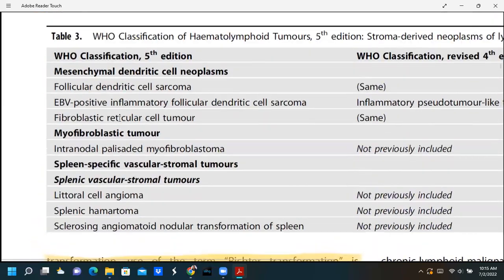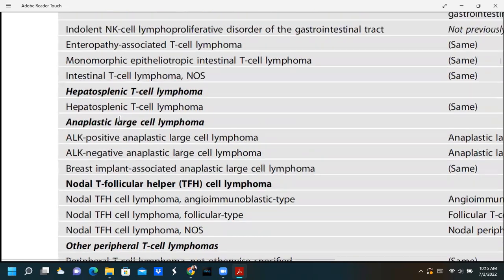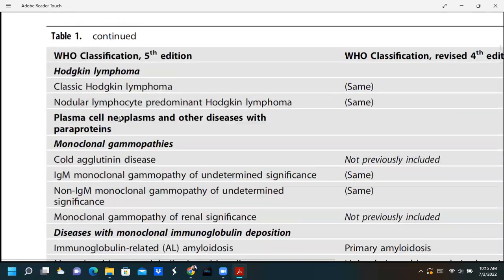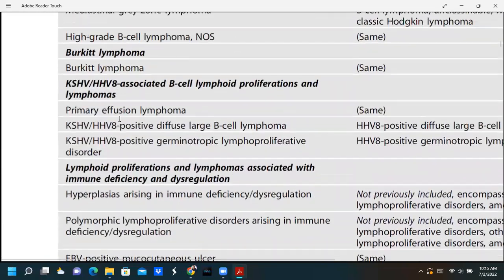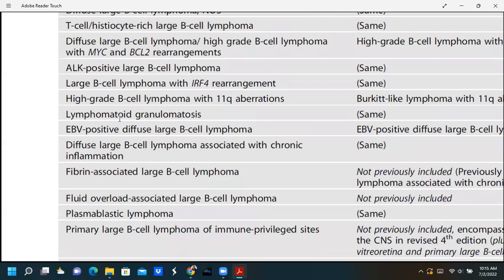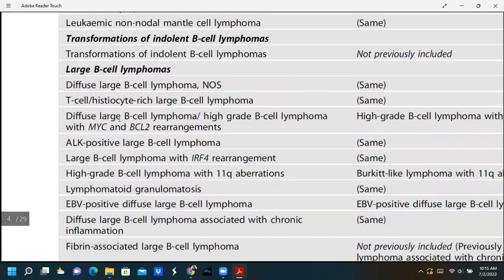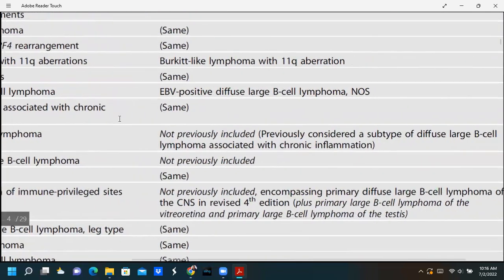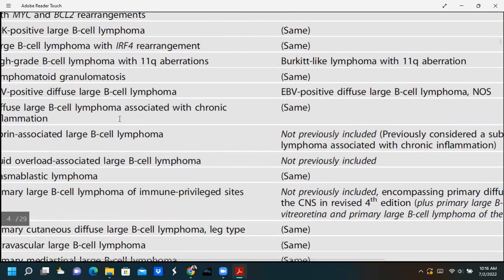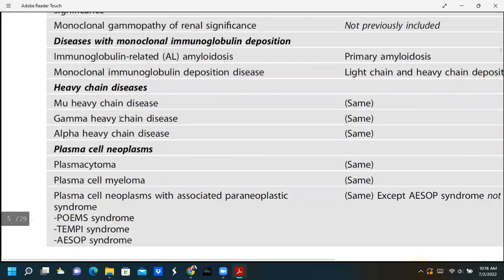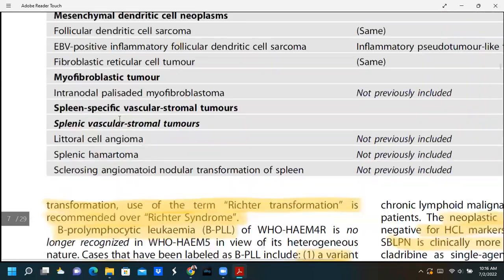Can you repeat the last one? I didn't get that. I was under the impression, when I was reading over here, that they removed the large B-cell lymphoma NOS category. Is that not correct? Chronic inflammation, diffuse large B-cell lymphoma, large B-cell NOS, IRF4. Okay, EBV positive. Oh, they removed... oh, there is high-grade B-cell lymphoma. Okay, sorry. So let's clarify the last thing that you were mentioning.